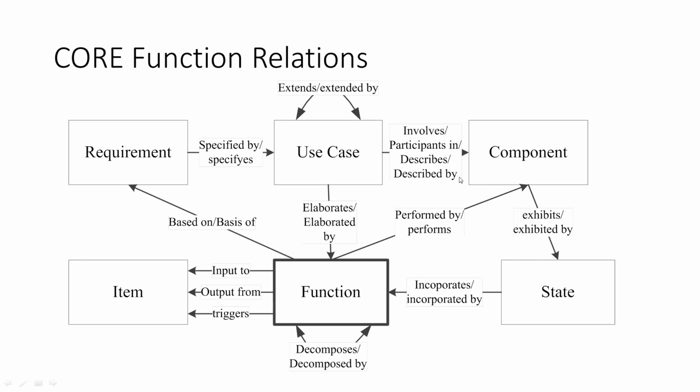And later on in the design, once you have functions defined, you need to specify the components. The components perform a function, or functions are performed by certain components. And what other things Core provides is the item. Items are the input or output, or the triggers. Some mechanism triggers functions. So in the future, if you have to define some input output from a function, you will need to use the item elements. Okay, so these are the partial relation maps for Core.